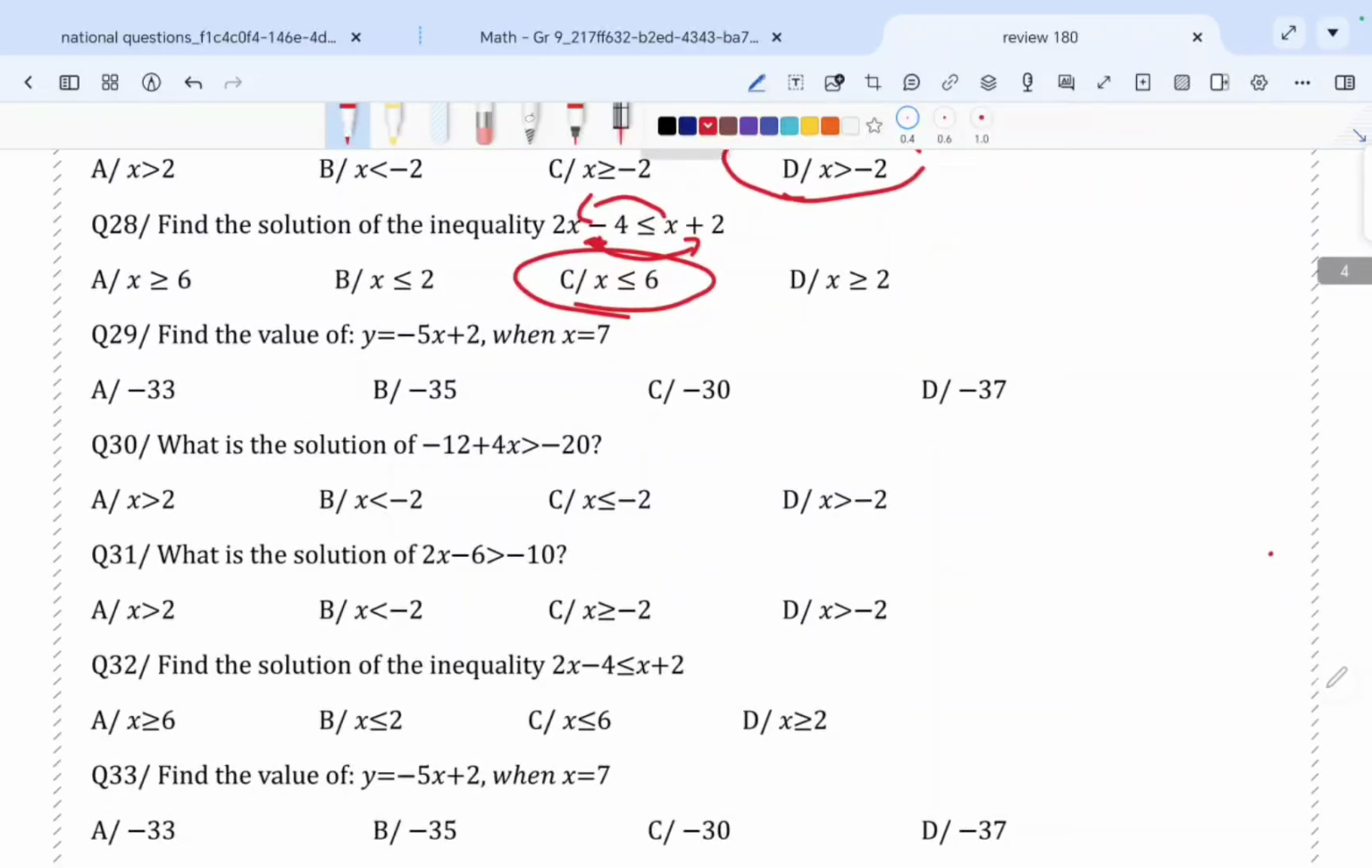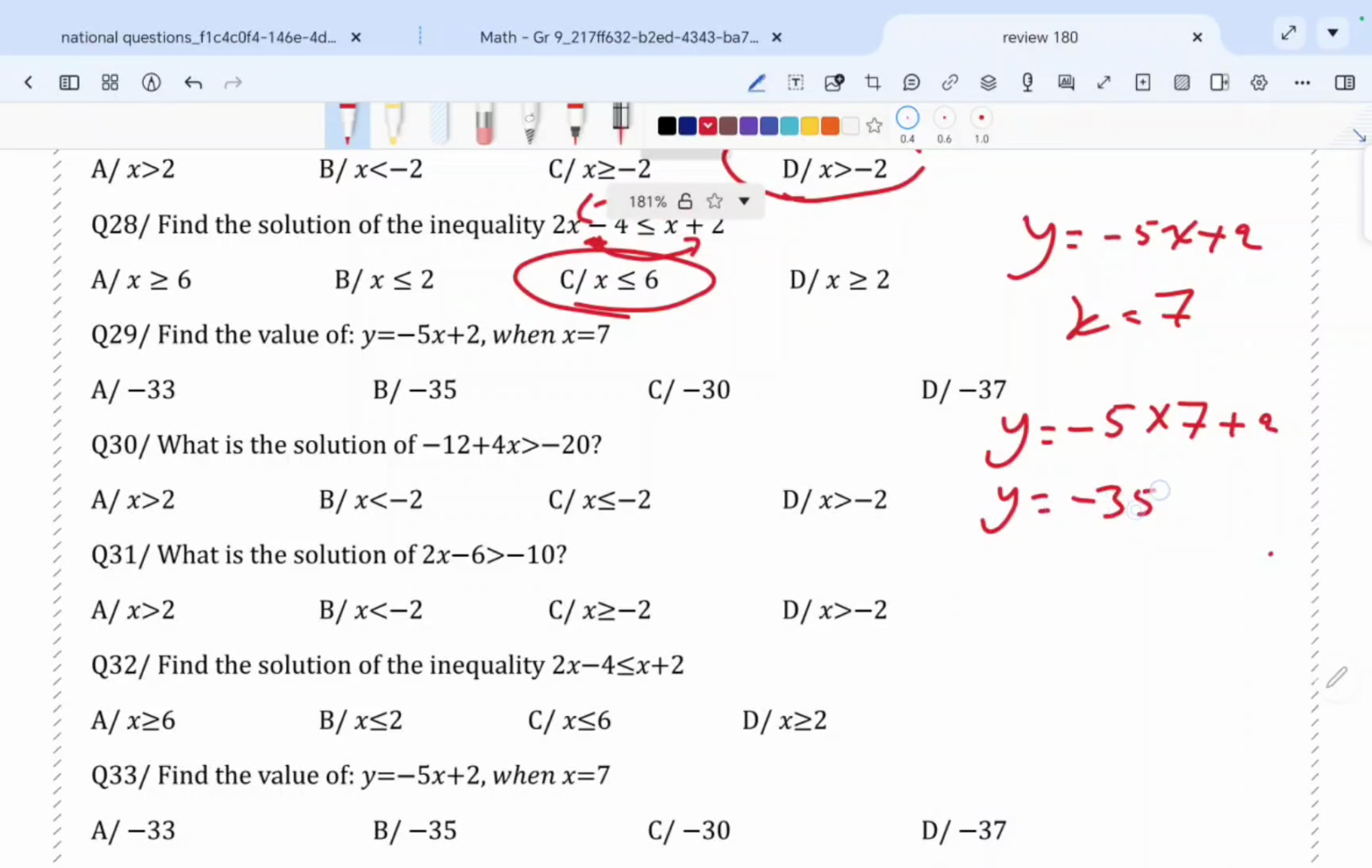Now, question 29. Y equals negative 5x plus 2. When x equals 7, let's see. Y equals negative 5 times 7 plus 2. Negative 5 times 7 equals negative 35 plus 2. Positive and negative, subtract them, follow the greatest value, which equals negative 33. So A is the correct answer.